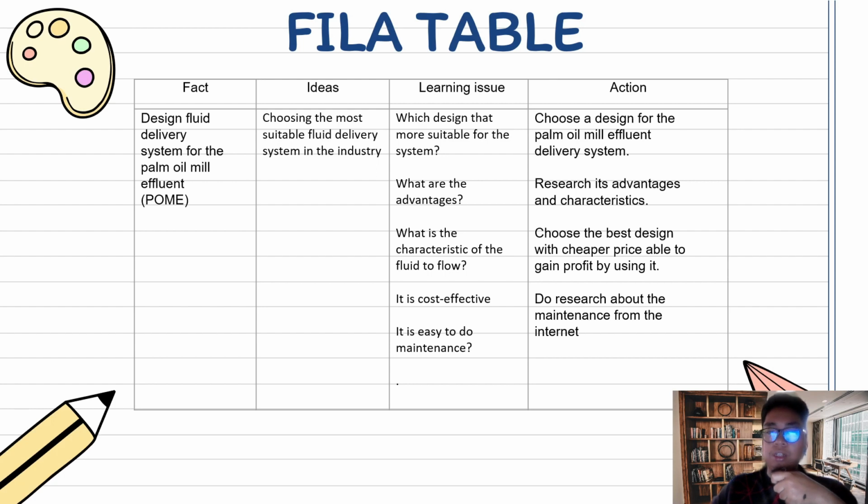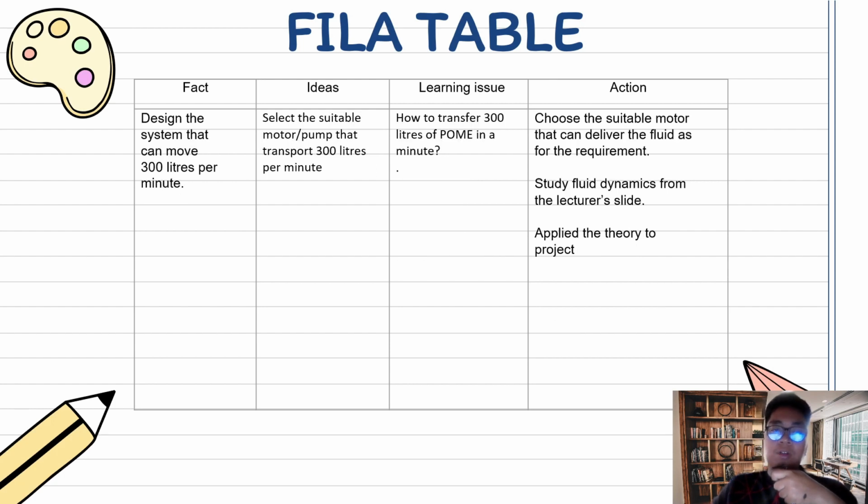Our last fact for our design is we need to design the system that can move 300 liters per minute of oil. The idea is we need to select the pump or motor that can transport 300 liters per minute, and the learning issue is how to transfer 300 liters of POME in a minute. The action that we need to take is to choose the suitable motor that can deliver the fluid as per requirement.